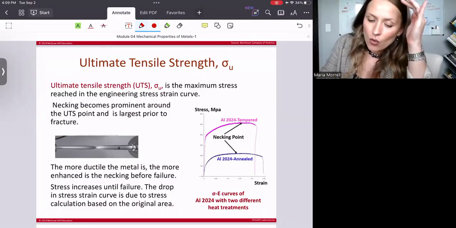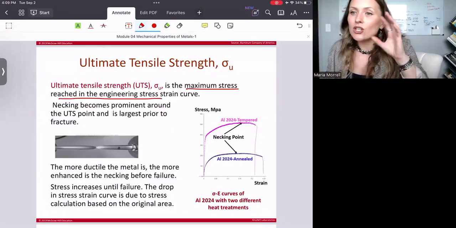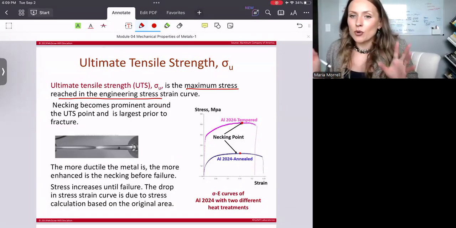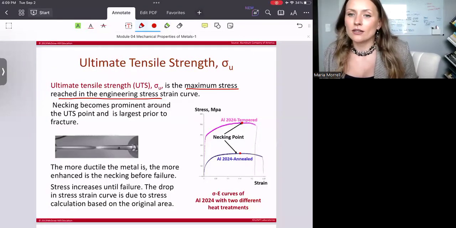Now, ultimate tensile strength, that already makes sense. That is the largest or maximum stress reached in the engineering stress-strain curve. Somewhere in here, whatever the maximum point is. That should be relatively easy to understand.